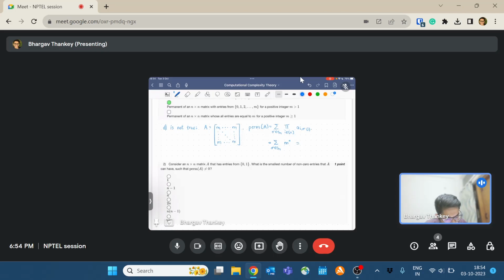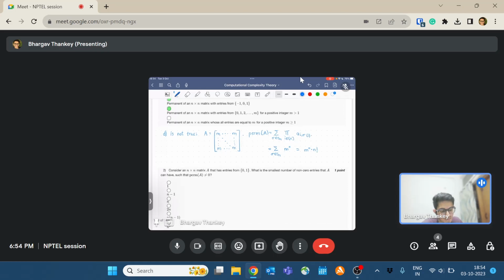And this sum is over N factorial many permutations. So the permanent is M to the N times N factorial. Computing the permanent of a matrix all of whose entries are M is very simple. All you have to do is compute M to the N and N factorial and multiply them, and these can be done in polynomial time. So we have a polynomial time algorithm for computing the permanent of an n cross n matrix whose entries are all equal to M. And so this cannot be Sharp-P hard unless FP equals Sharp-P.